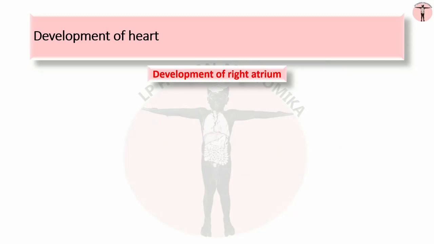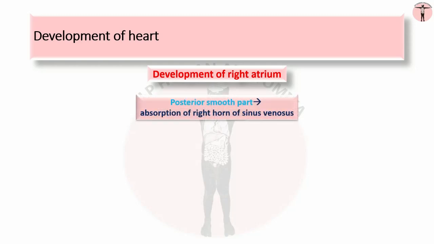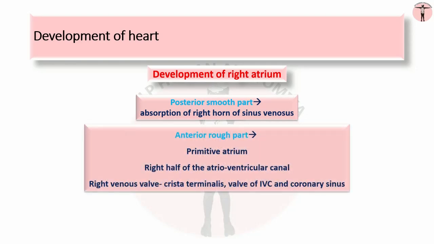Hence, on the whole, the right atrium is developed from the following sources: posterior smooth part from the absorption of the right horn of sinus venosus, anterior rough part from the primitive atrium, right half of the atrioventricular canal, and the right venous valve will give rise to the crista terminalis, valve of the inferior vena cava and valve of the coronary sinus.